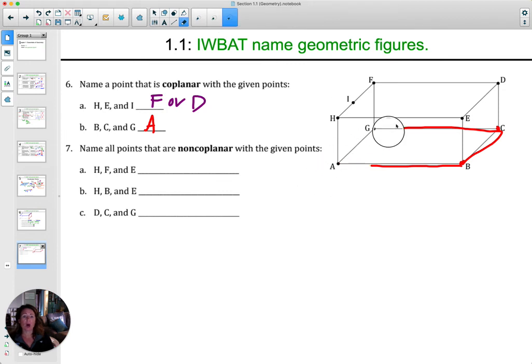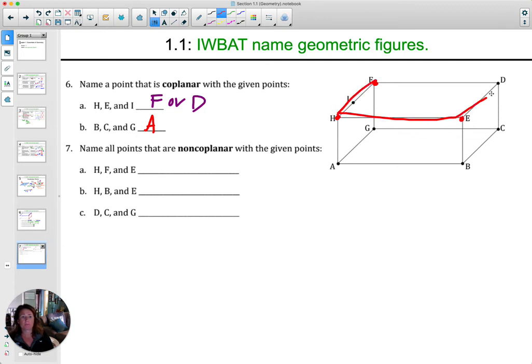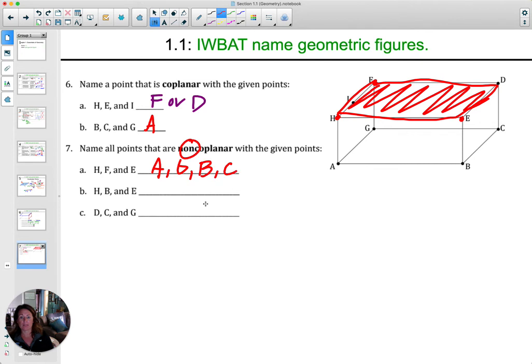Next one says name all points. So all of them, like this one we could just name either one. This one wants all of the points that are coplanar with H, F, and E. Those are all in the top plane. So the points that are non-coplanar. Okay, so all the points that aren't in the same plane. So this is this top plane, name all the other ones. So A, G, B, and C. Those are the ones that are not in that plane.